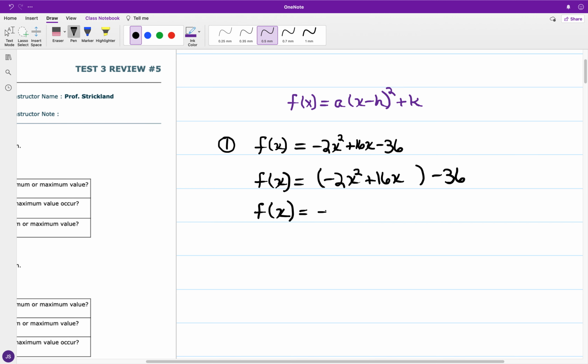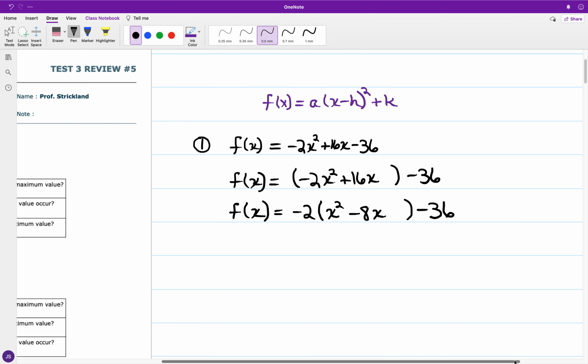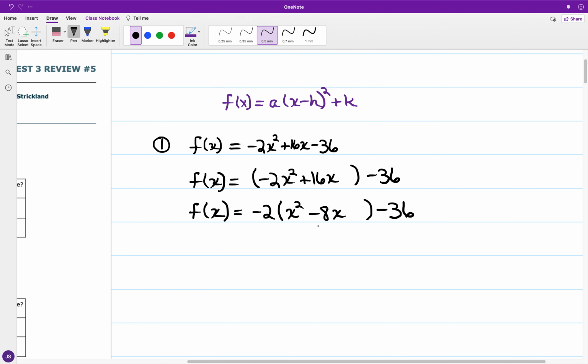So if I factor negative 2 from the binomial, negative 2 will go into negative 2x squared, giving x squared, and negative 2 into positive 16x is going to be minus 8x, followed by the subtraction of 36. Just double checking, you have negative 2x squared plus 16x minus 36. And I want to make the expression inside the parentheses into a squared trinomial.